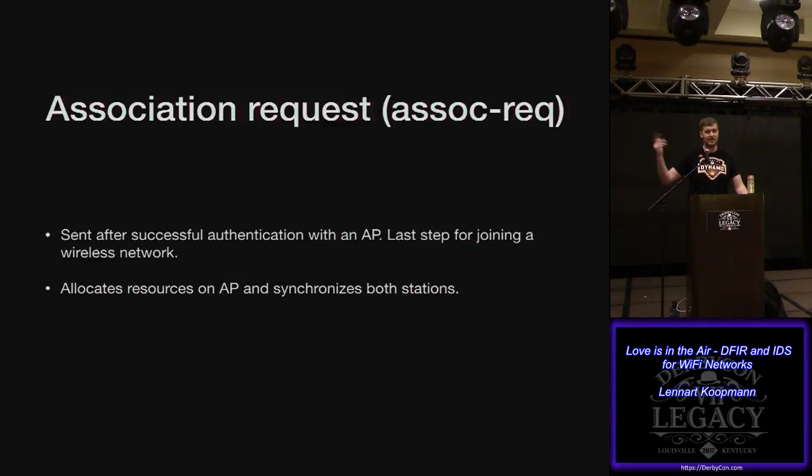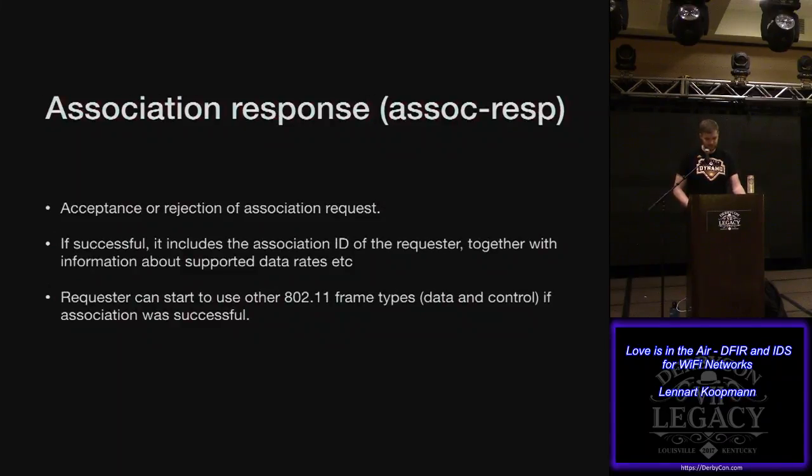More about that in a second. Then there's the association request. This is the last step for joining a network. This is basically after you're authenticated, you say, okay, I would like to be associated with this access point now. Because you also have to remember there could be, like here in the Hyatt Wi-Fi, for example, there's probably 100 access points that serve the same network. So your phone decides which access point to actually connect to.